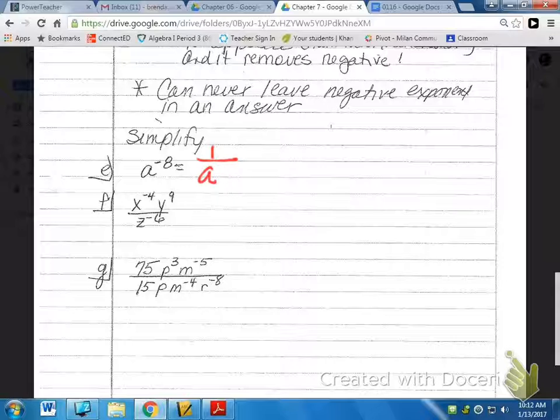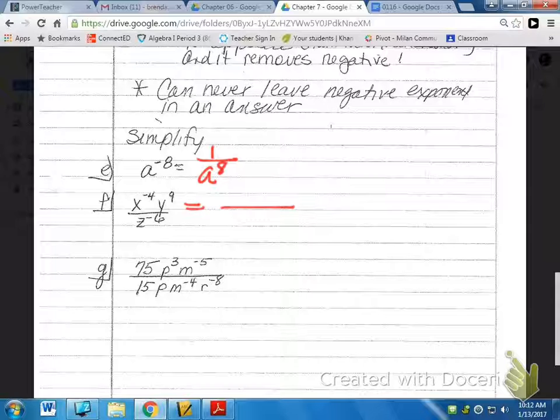1 over a to the eighth. And then you're done. There's nothing else you can do. 1 over a to the eighth. All right. F. X to the negative fourth, y to the ninth, and z to the negative sixth.